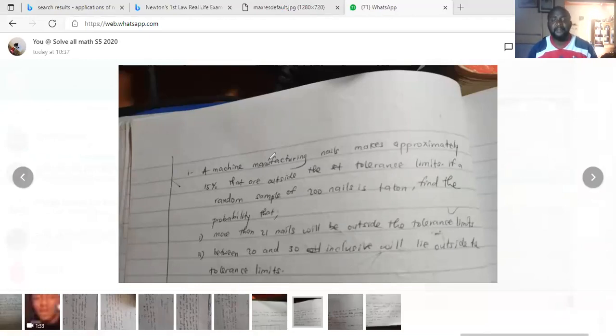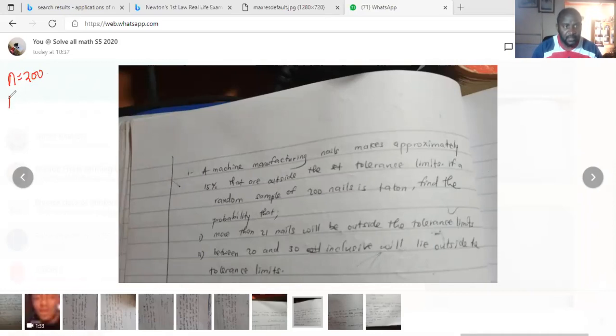If a random sample of 200 nails is taken, find the probability that more than 21 nails will be outside the tolerance limit. So here, it's a normal approximation to binomial. Reason being, we have two conditions: you either tolerate the nails or you don't tolerate the nails. So, firstly, we have n is equal to 200.